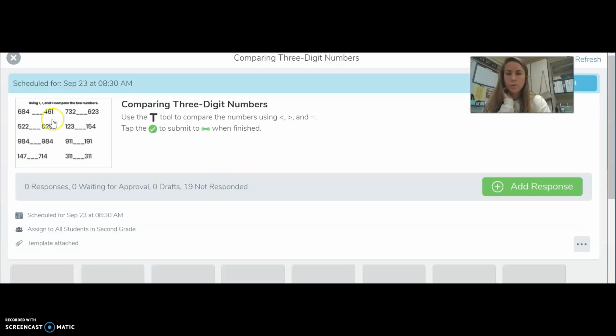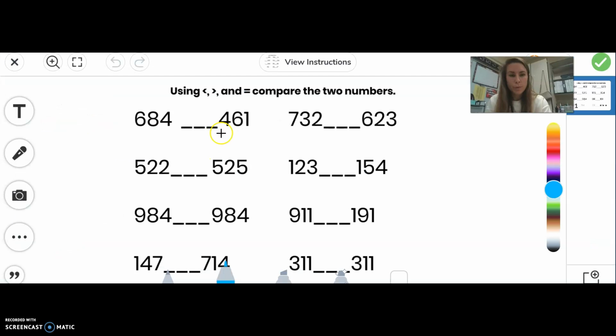When you're comparing 3-digit numbers, you're just looking to see which number is bigger. Remember, when I do this, I first look at the hundreds place. You always start with the biggest place value, so in 3-digit numbers, that would be the hundreds place. I'm going to look at this 6 and this 4 and think, which one's bigger? Well, the 6 is definitely bigger. So that means 684 is the bigger number. 684 is bigger than 461.